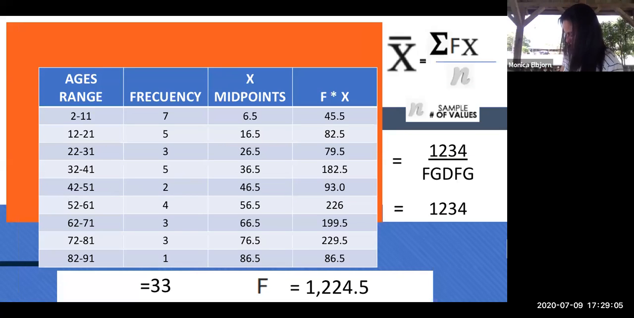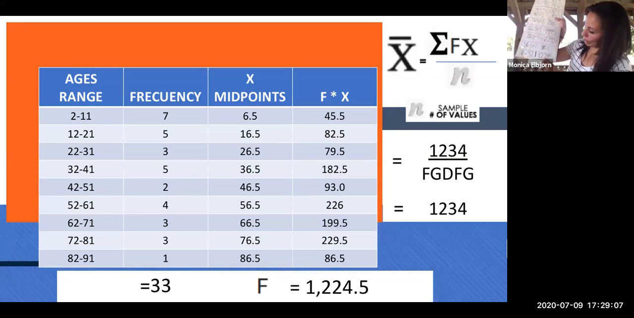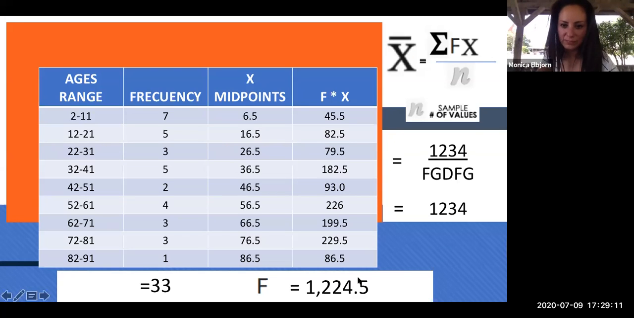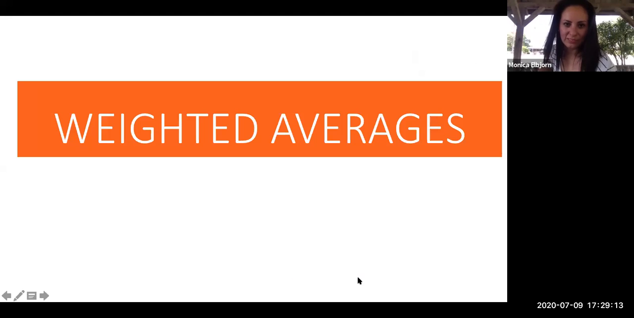We got 1,224.5 divided by 33. I made you do the harder way. That's okay, that's the way that we learn.